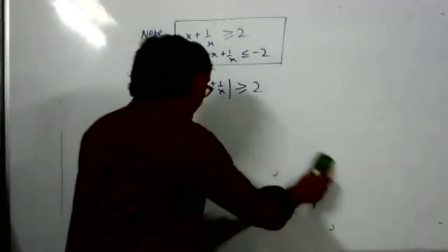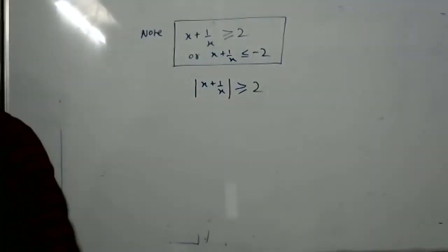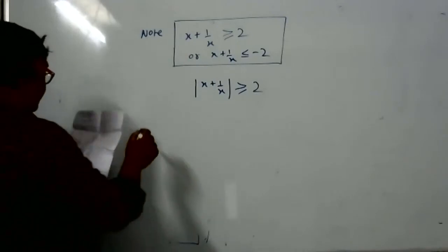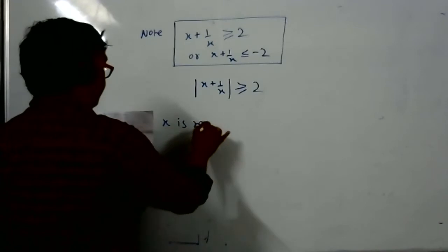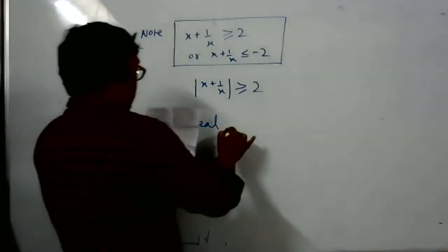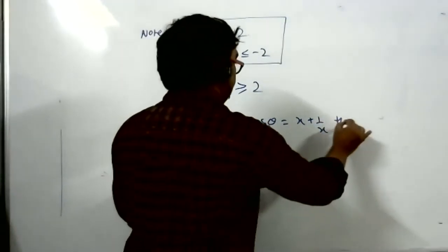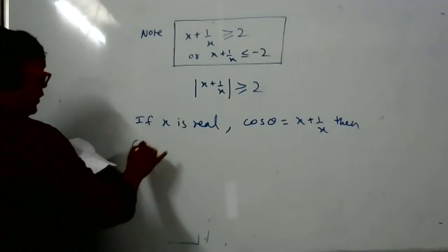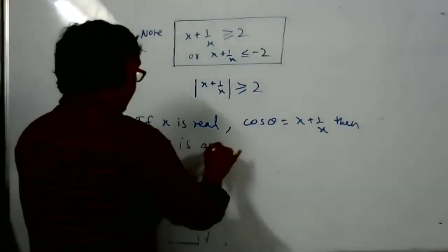Now why am I teaching all this? Because sometimes it is used, and the next question which we are doing uses it. So you can write this all. Question: if x is real, cos theta is equal to x plus 1 by x, then what happens? Option A, write down the question: theta is an acute angle.